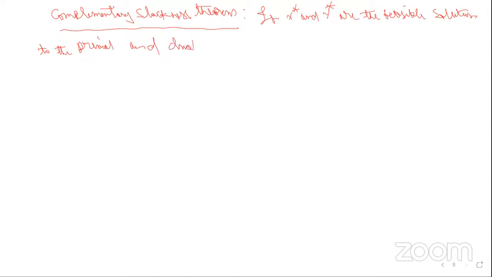If x star and y star are the feasible solutions to the primal and dual problems respectively, then the necessary and sufficient condition.